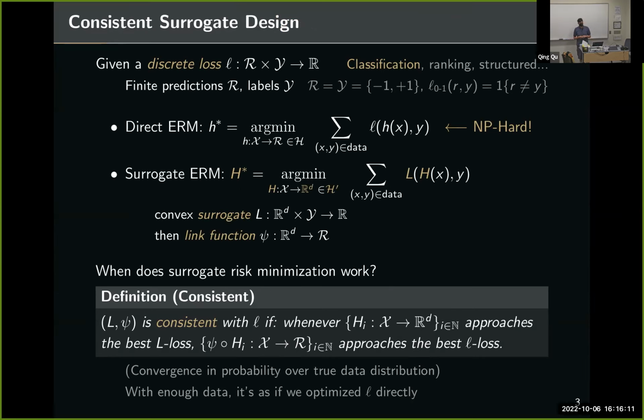So we need both a good design of a lowercase l and the link function in order to be consistent. You're given this target problem, this discrete problem, and you would like to design these two, where L is consistent and convex.